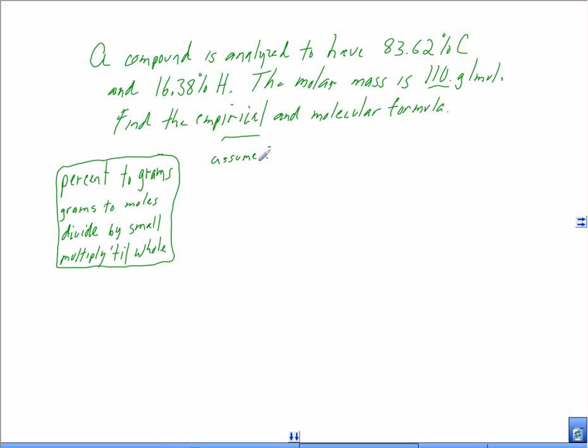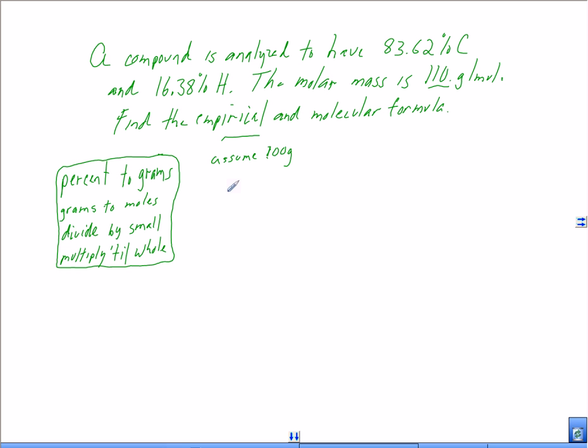And that just means that it's going to be easier to work with when I'm dealing with percentages, because if I have 100 grams, then the percentage matches the gram value. I could do 150 grams, but then I would have to figure out what 83.62% of 150 grams is. So it makes it easier to deal with the math if you just assume that you have a 100-gram sample.